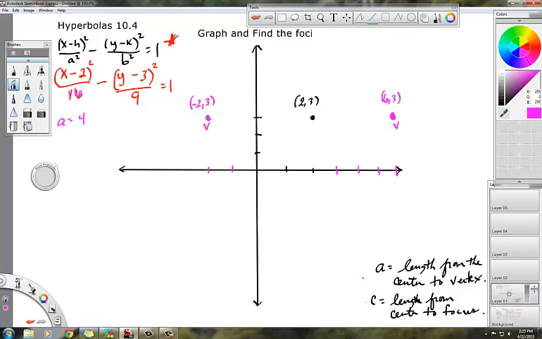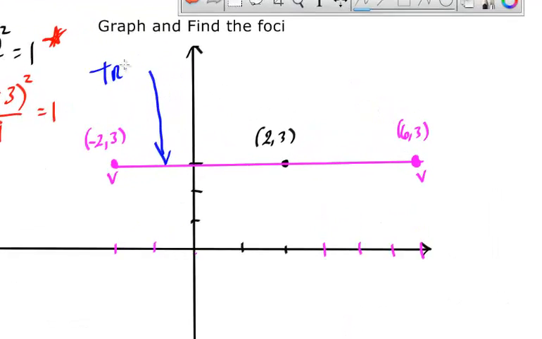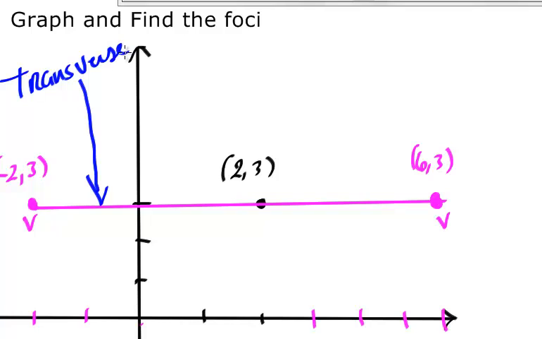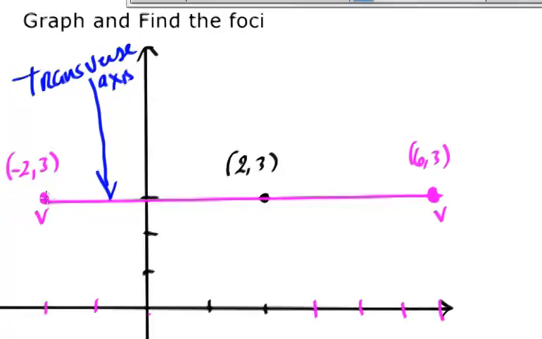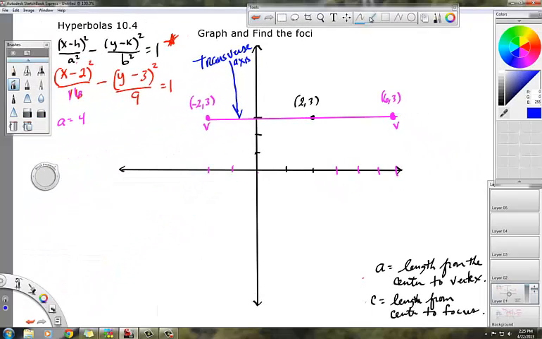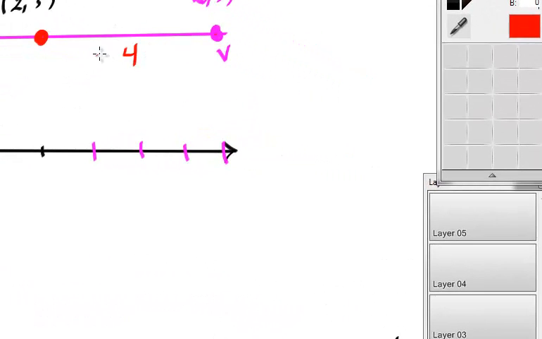The distance from here all the way through here is called the transverse axis. That's got a special fancy name. It's called the transverse axis, and that is the line that connects the two vertices together. So A is 4, and 4 is the length from the center here to this first vertex. So that distance right there is 4. So I'll say that's A equals 4.